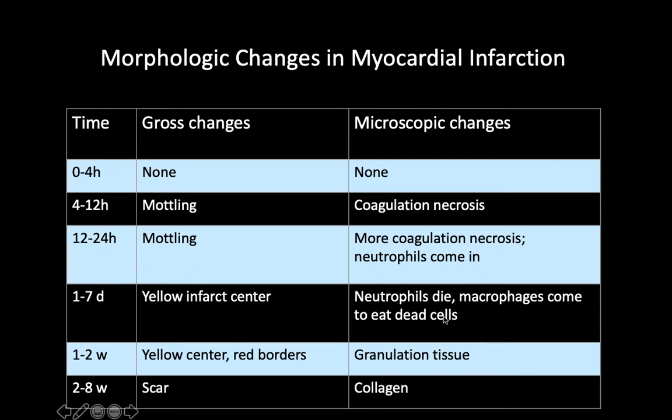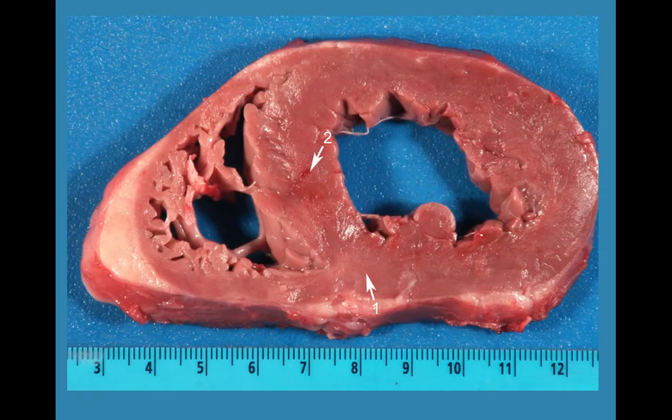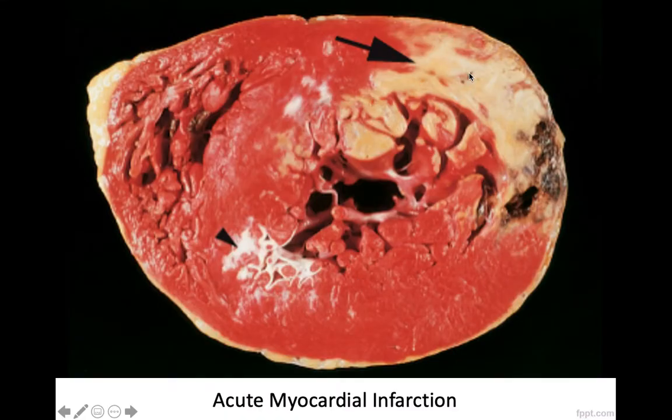And that's because the neutrophils have died off and macrophages are coming in and eating the dead tissue. You get some granulation after a few weeks, and then you even get white collagen scar tissue building up in there. So right here you see a little bit of the necrosis that's starting to occur. It's a little bit darker in color. But here you see the yellow buildup that has occurred, and then here is an older heart attack, where it's white with the collagen.